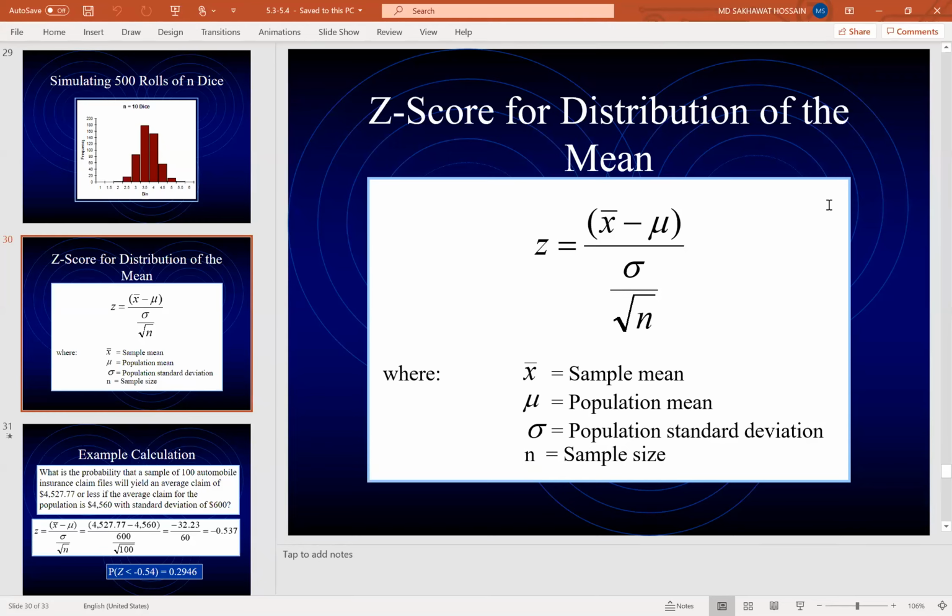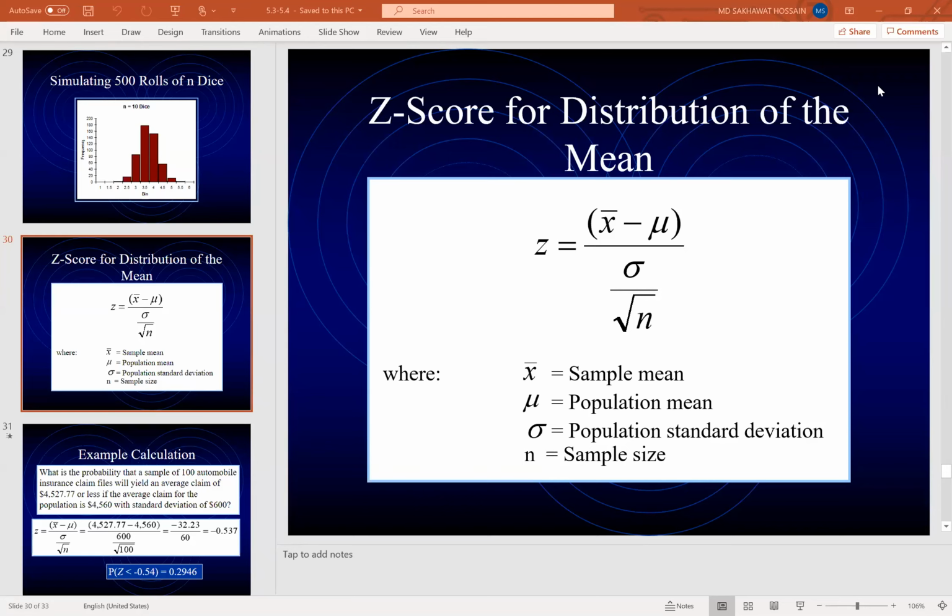So in the last class, we were going over section 5.3 and section 5.4. So we are talking about the sampling distribution. The sampling distribution is the distribution of statistics. For example, if we find the distribution for sample mean, or the distribution for sample median, sample variance, all of these are statistics. So the distribution of any statistic is called the sampling distribution.